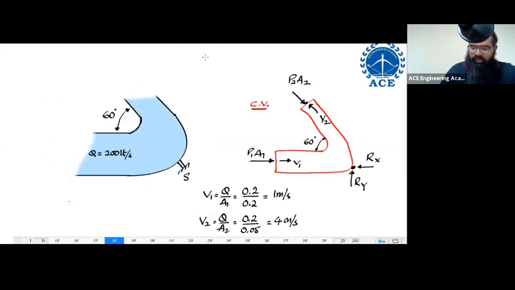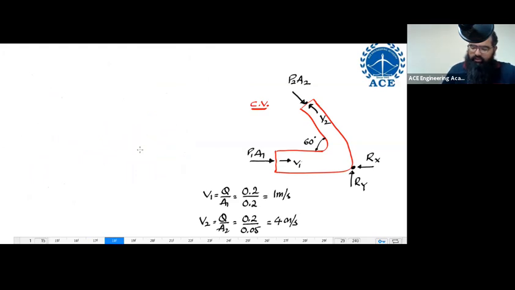Now what do I have to do next? I have to write the equation now. The equation I'm writing is summation of Fx, let us say. Summation of Fx has to be equal to delta m dot into velocity in x. This is the equation I'm having.